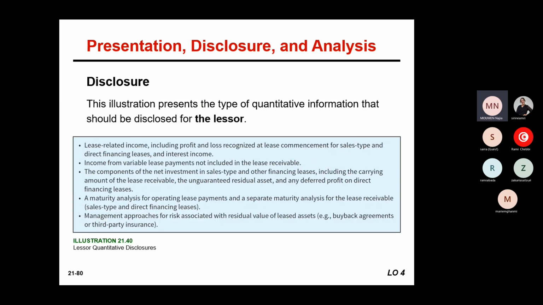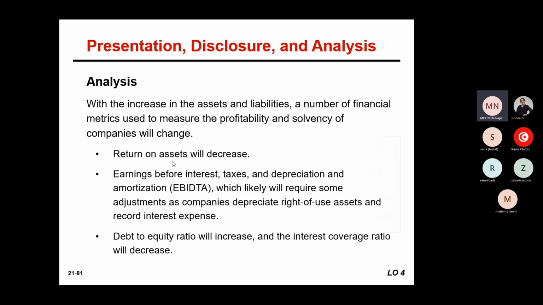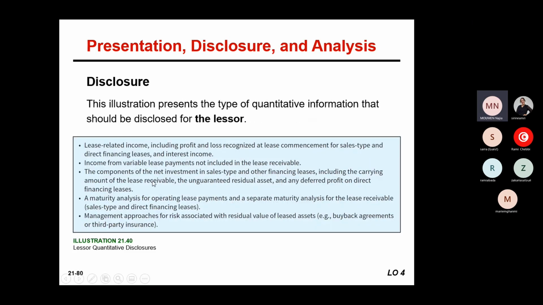For the lessor, that's another type of information, like lease-related income, profit and loss, when we're talking about sales-type and direct financing leases, etc. If you have any variable payment, the carrying value of the lease receivable, any unguaranteed residual asset value, and any operating lease, then a maturity analysis of that operating lease.